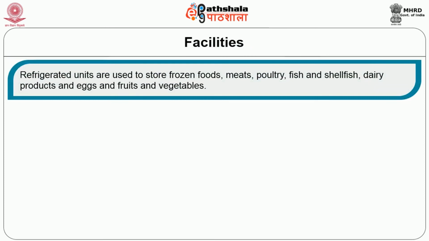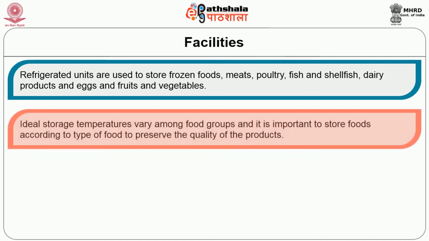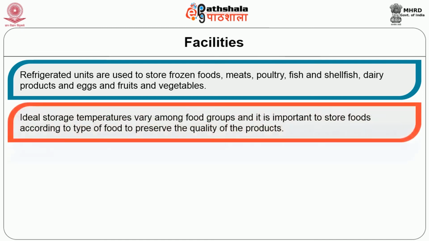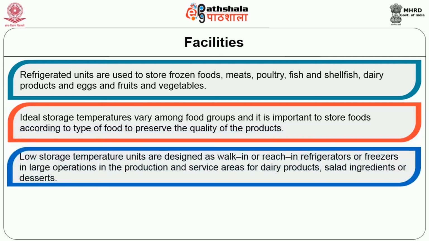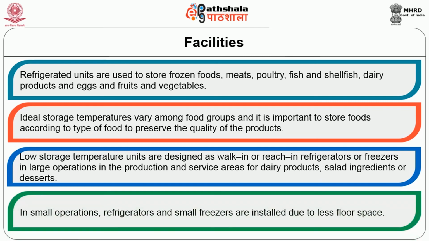Refrigerated units are used to store frozen foods, meats, poultry, dairy products, and other perishable foods. Ideal storage temperatures vary among food groups, and it is important to store foods according to type of food to preserve the quality of the products. Low temperature units are designed as walk-in or reach-in refrigerators or freezers in large operations in the production and service areas for dairy products and other perishables. In small operations, refrigerators and small freezers are installed due to less floor space.